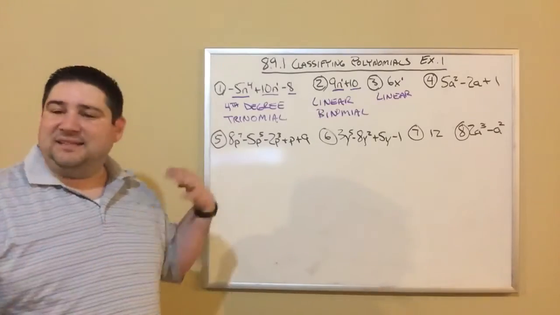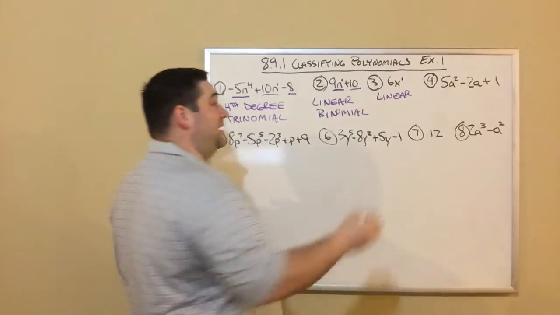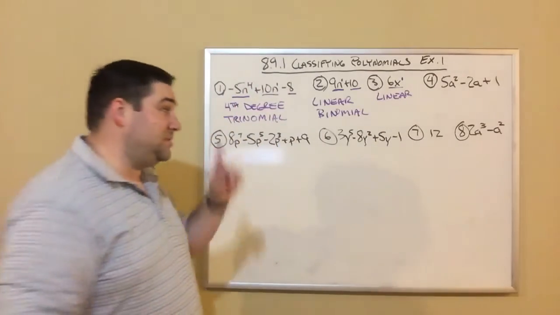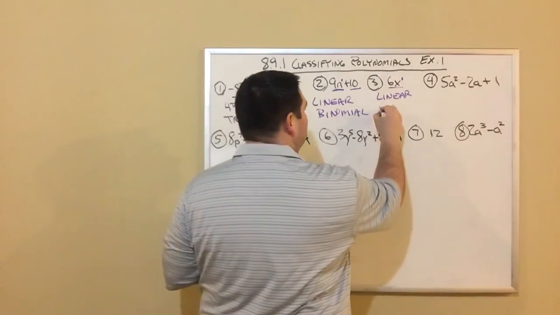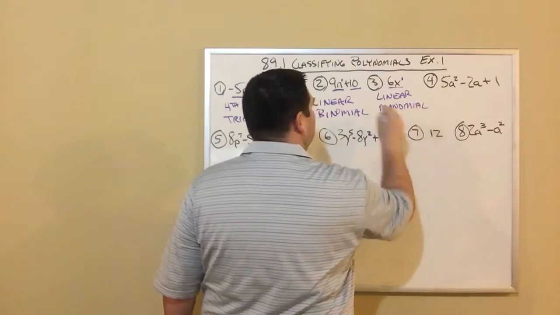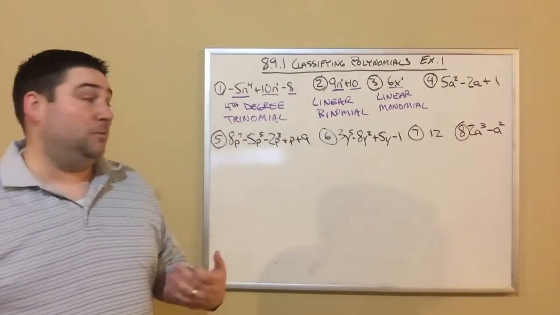I don't see any addition signs or subtraction signs anywhere. 6x is a term. There's no other terms in the problem, so there's 1 term. 1 term is called a monomial when you look at your chart. So number 3 is a linear monomial.